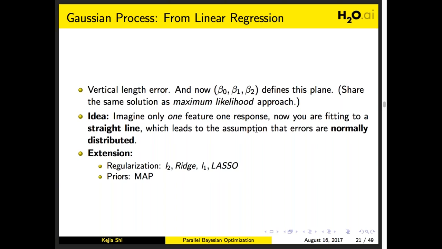There's one more point that I need to point out: the maximum likelihood method that we just talked about before shares the same solution as the least squares method under the Gaussian assumption specifically. If you want to know more tricks or the computation, I could send you a link, or we can talk after this. So right now we're going to fit a prior to this, and this method is called MAP, which stands for maximum a posteriori.